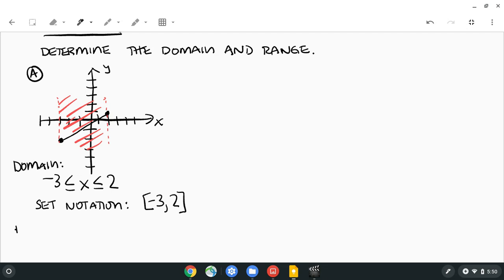The range are the y values. Okay, so it's kind of hard to see. Here, let me try to erase the red stuff. Oops. Okay, I'll draw that line back. Okay, and so here, when we're talking about the range, all right, let me put the line back.